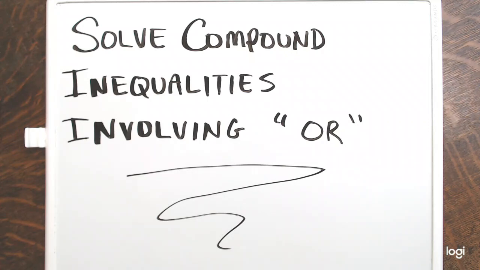Hello and welcome to this video on solving compound inequalities involving the word or. This is a follow-up to other videos I put up on compound inequalities involving the word and. This is just a second kind of compound inequality, where you have two inequalities with a connecting word or. I have several examples, and I'm just going to get into them and we'll talk about how to solve these.